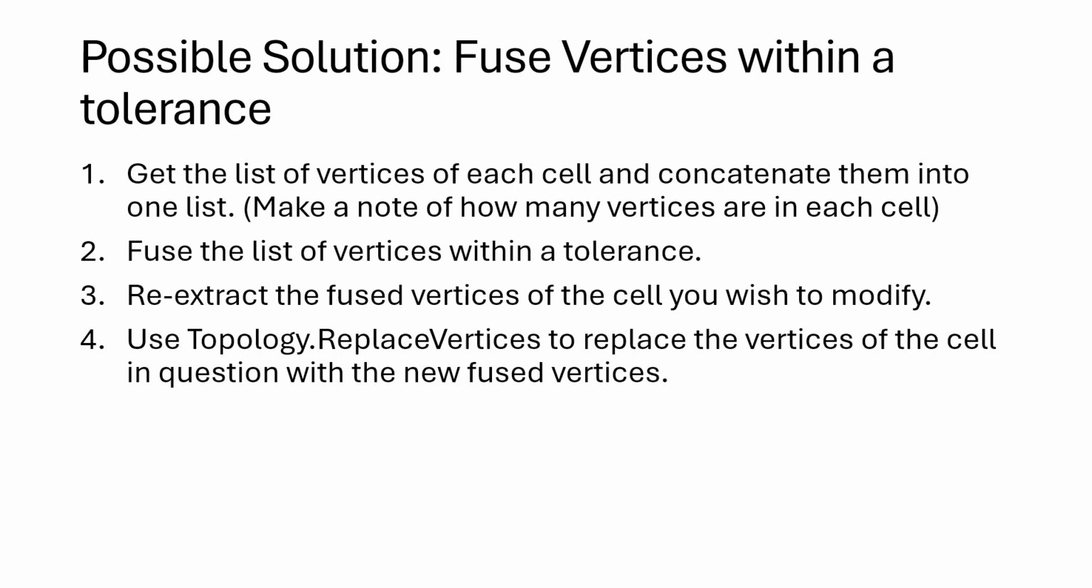And then you use another method called topology.replace vertices to replace the vertices of the cell in question with the new fused vertices. Basically it will take an object, its list of vertices and the new list of vertices, and it will do the work of replacing the old vertices with the new ones. So let's go through this in some detail.